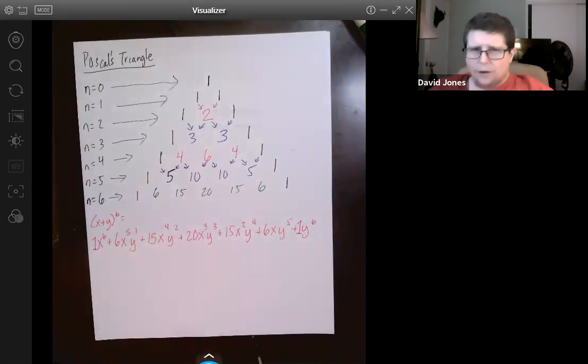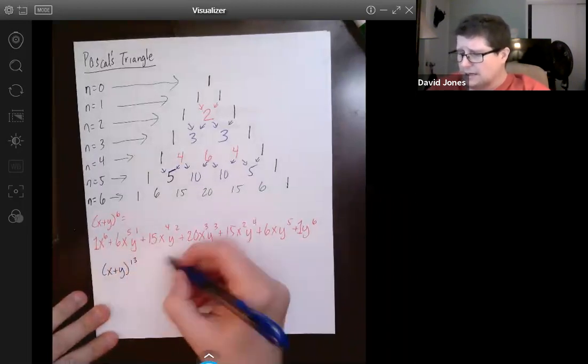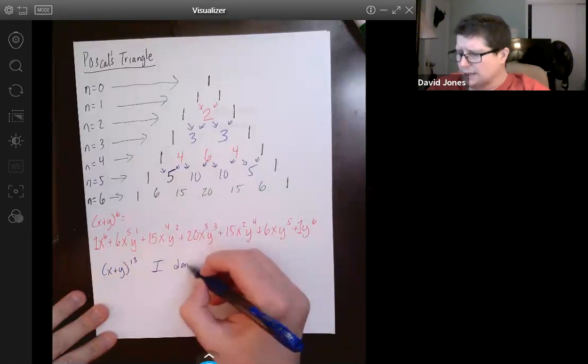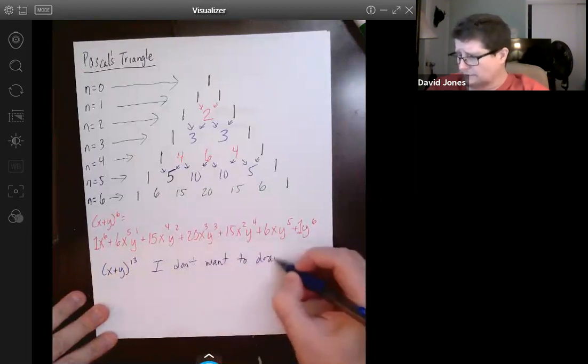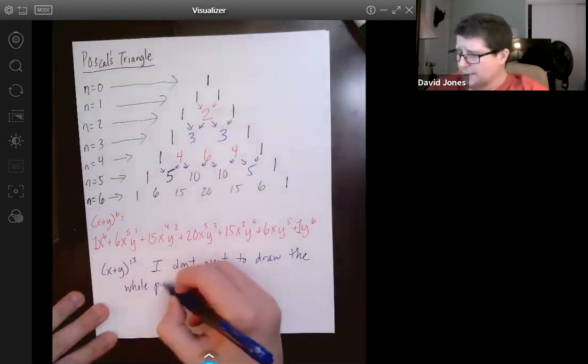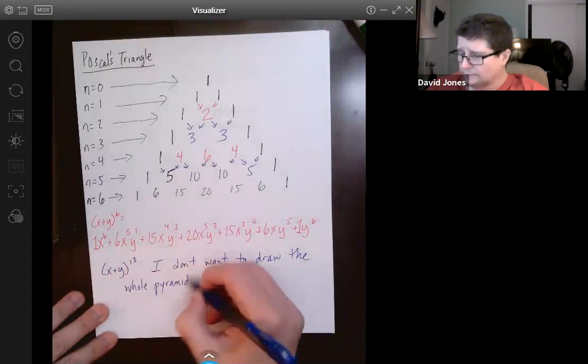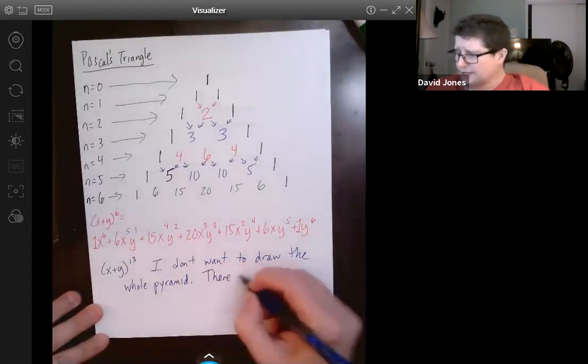Now, you don't want to have to do this triangle for x plus, like if you really, really wanted a big one, like x plus y to the 13th. I don't want to draw the whole pyramid up to 13. That's a pain in the butt. There's another way to do these coefficients.